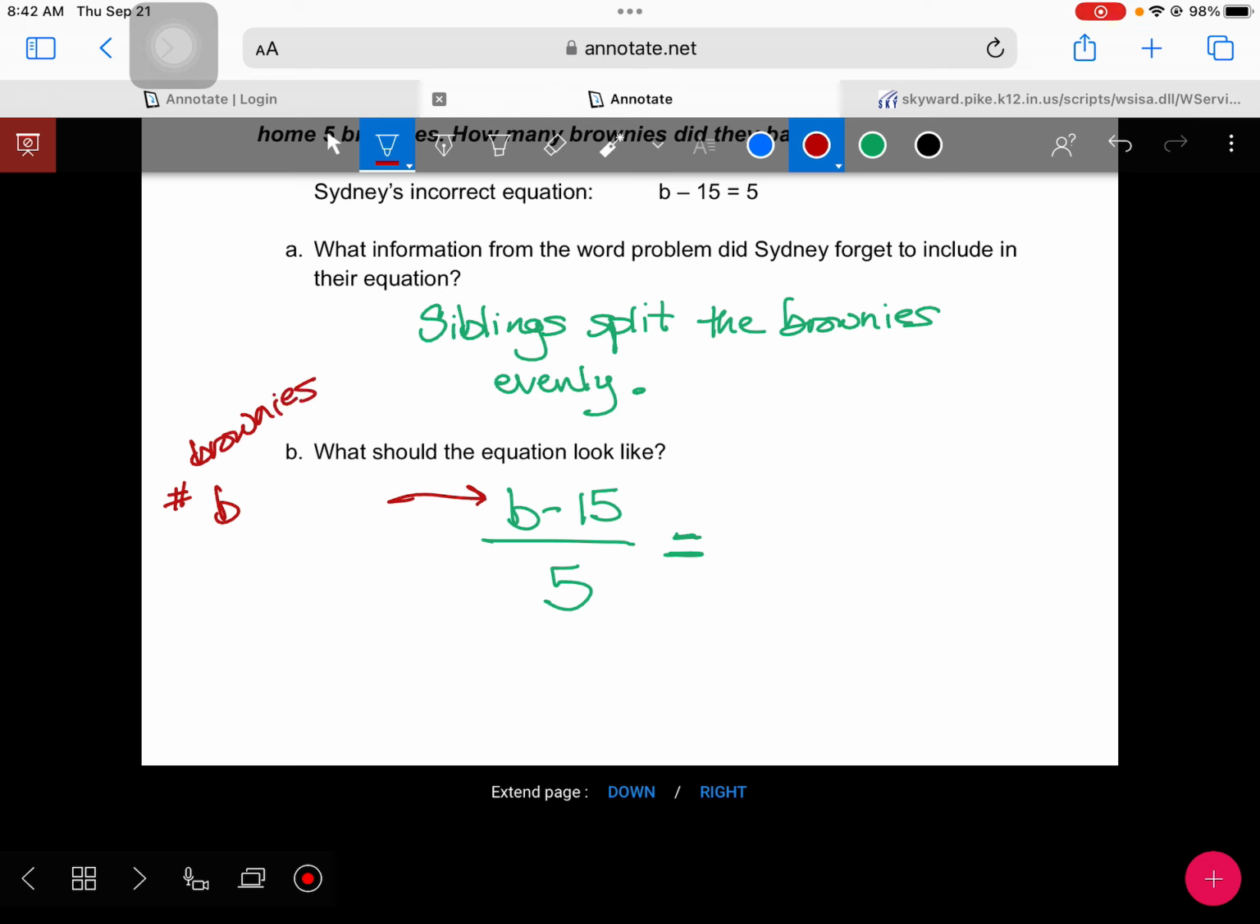We're not solving. We don't need to solve. We just need to come up with an equation. So the number of brownies they made minus the 15 that they burnt, all of those brownies that they have, we divided those into 5 groups. So each sibling could take home, right? So where does that last 5 go? There you go. That's it.